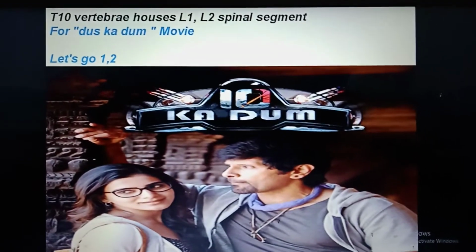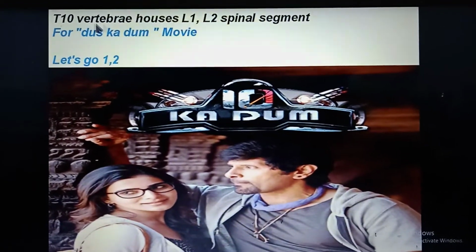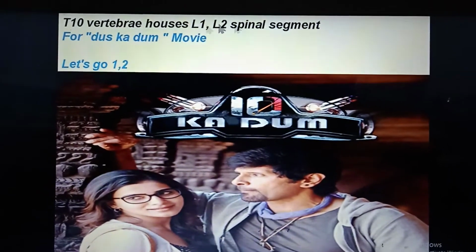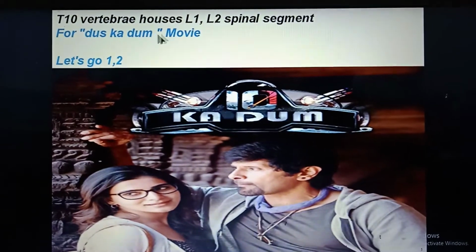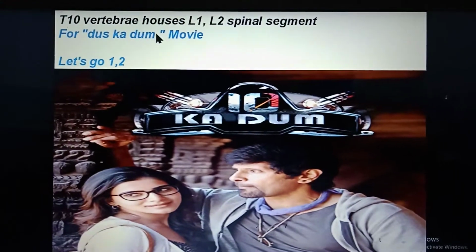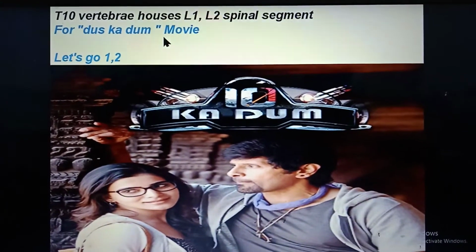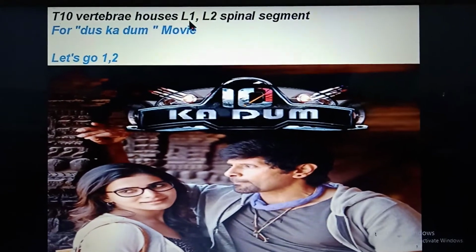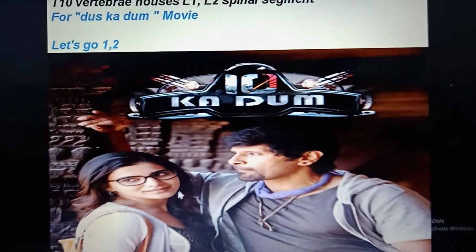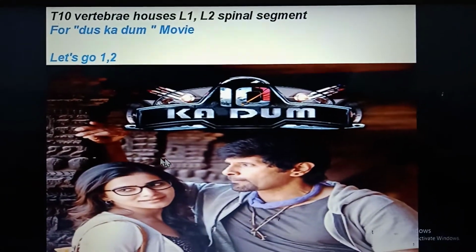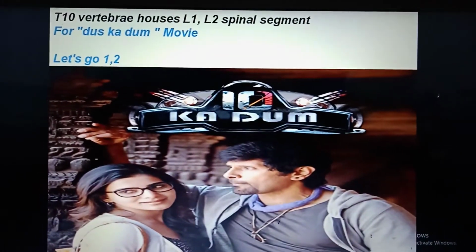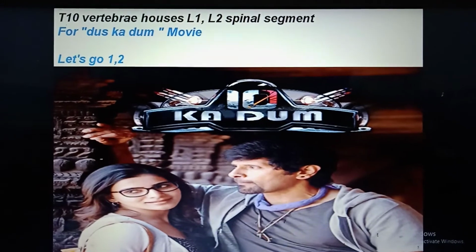At the T10 vertebra level, it houses both the L1 and L2 spinal segments. And to memorize this, T10 means 10. In Hindi, 10 means das. So Das Kadam is a movie. And for that movie, we used to run. So let's go 1, 2. It's a Samantha movie, a South Indian actress. I don't watch Bollywood movies, so it's a South Indian movie.